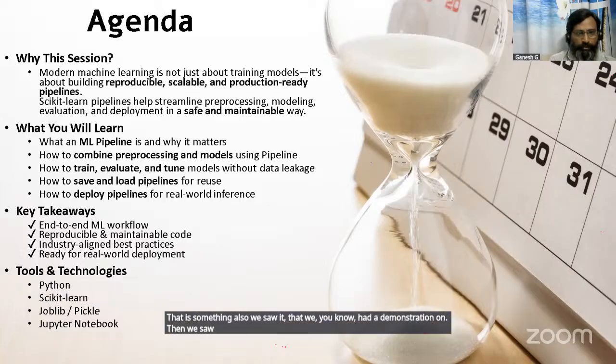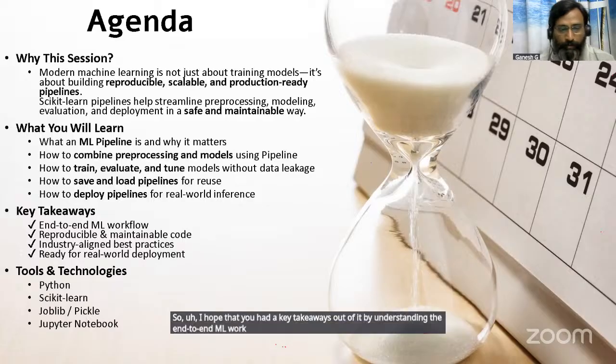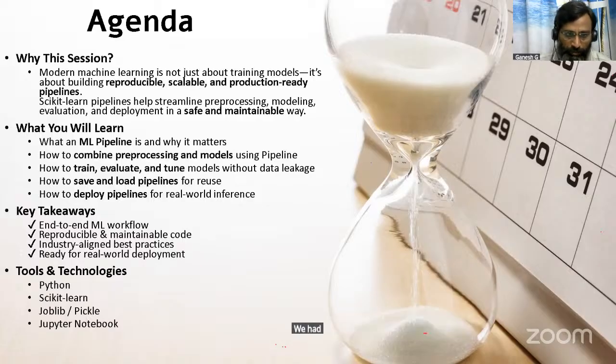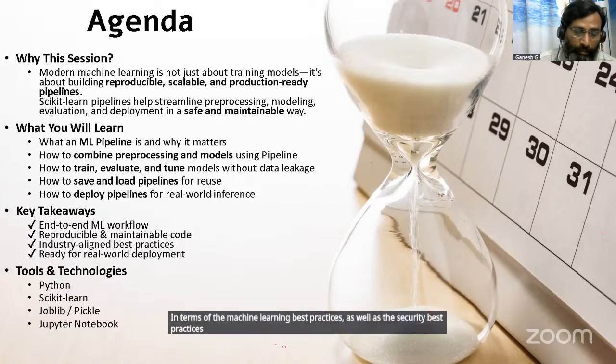Then we saw how to save those pipelines, either using pickle or joblib, so that essentially you can save the pipeline as such. I hope that you have key takeaways from understanding the end-to-end ML workflow. We had the best practices referred, in terms of machine learning best practices as well as security best practices. We also looked at the NIST AI RMF very briefly. I won't say we looked at it, but we just touched upon it. It in itself is a huge and exhaustive documentation that needs to be covered separately.